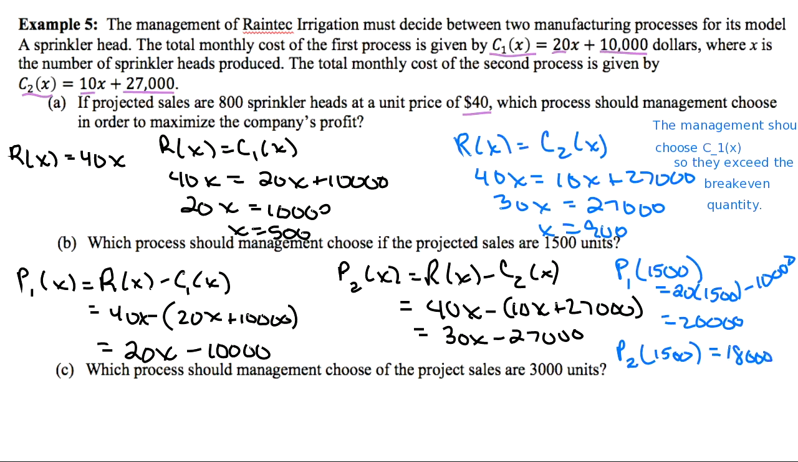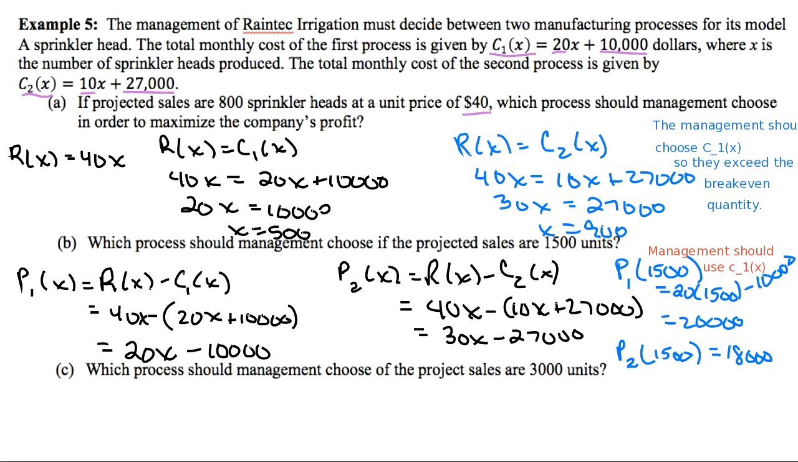20,000 is larger than 18,000, so in this instance we would want to use, I'll type this up in red, management should use C sub 1 of x, because they're going to get $2,000 more in profit. So both do realize a profit, but you get more profit with C sub 1.